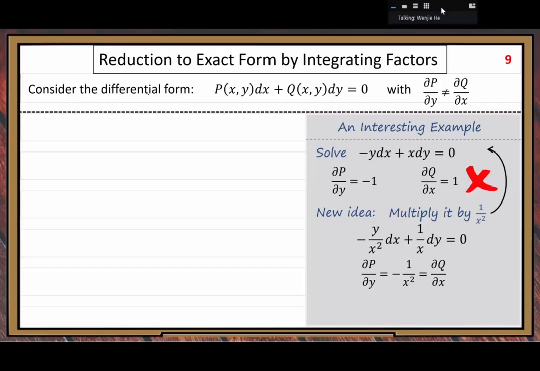So you can see this idea is interesting. This simple example gives us hope to find a special factor, an integrating factor. After we multiply that factor to this equation on both sides, we can get an exact ODE. Then we solve it by the exact ODE method. That's the idea. That's the extended exact ODE.